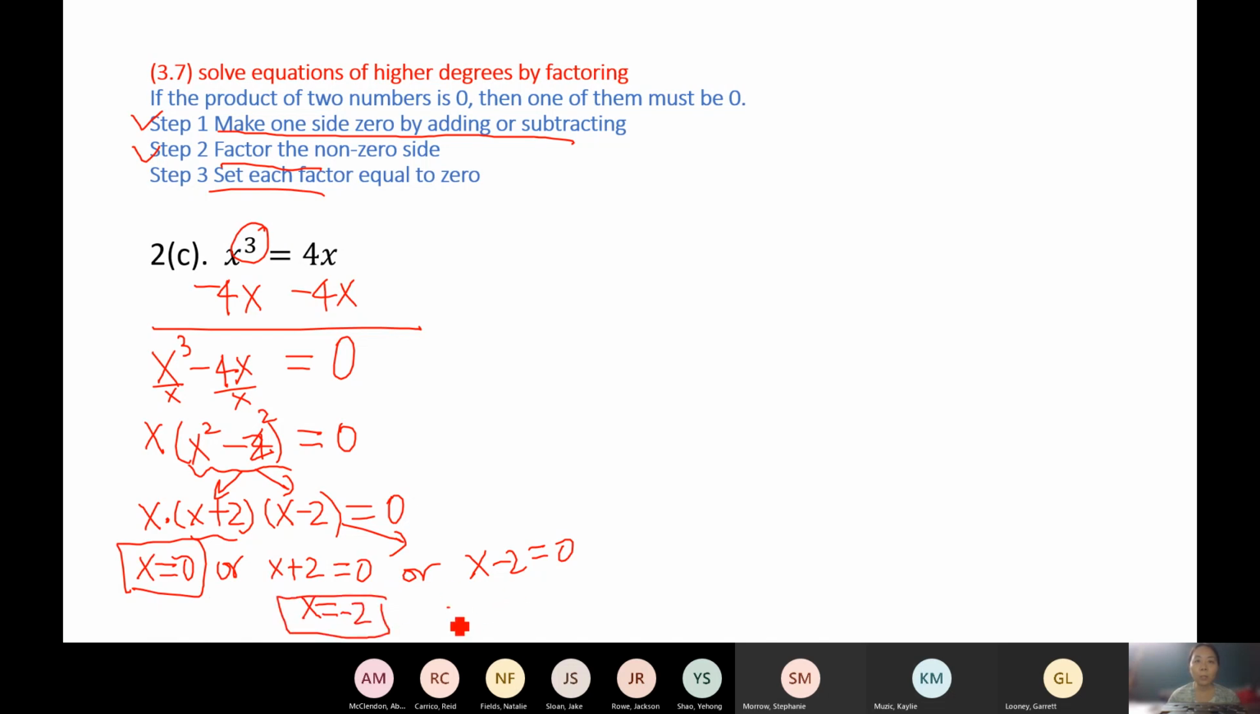Second one, we subtract 2. The third one, we add 2. Okay, so we got 3 answers. If you have time, plug back into the equation to verify these are correct.